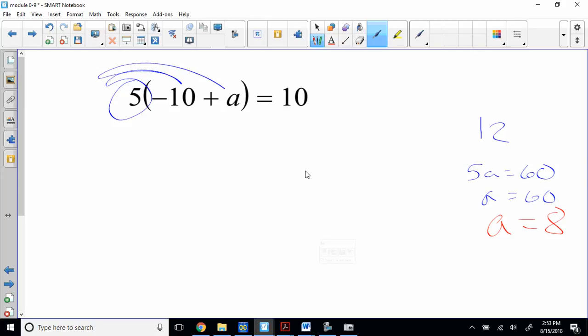What's 5 times negative 10? Negative 50. What's 5 times A? 5A. There you go. Equals what? 10. Now, let's talk. At this point, what do you want to do? Now I'm going to draw a line. Okay, now what am I going to do? Yeah, you have to identify numbers and what?